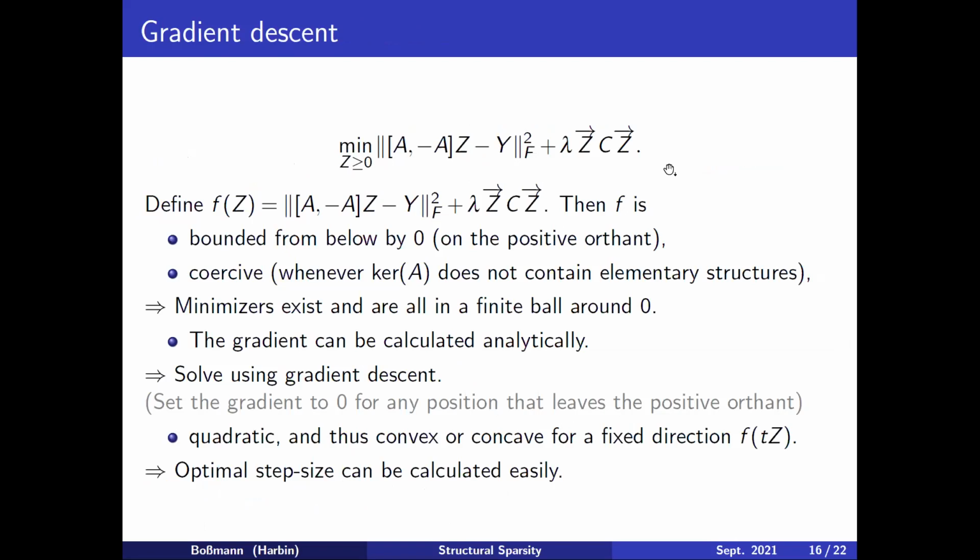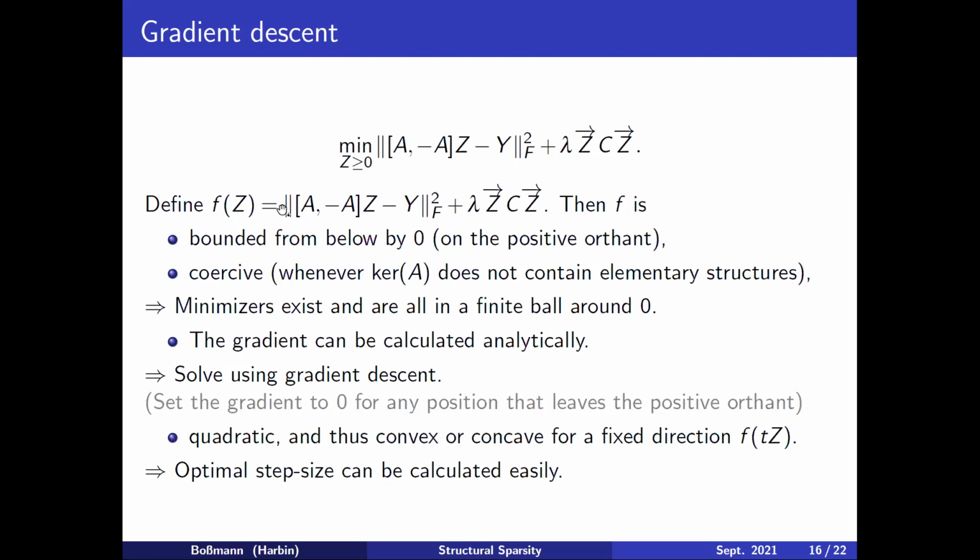But also this is non-convex. It can be handled by just looking at the following function. So f of z is just the function of our minimizer, and it is not convex, but it has some nice properties. First of all, it is bounded from below by 0, at least on the positive orthant where we are looking, and it is coercive under very mild assumptions, and that already means there are some minimizers, and these minimizers are in a finite ball. So it would be possible to maybe find some minimizers of this one.